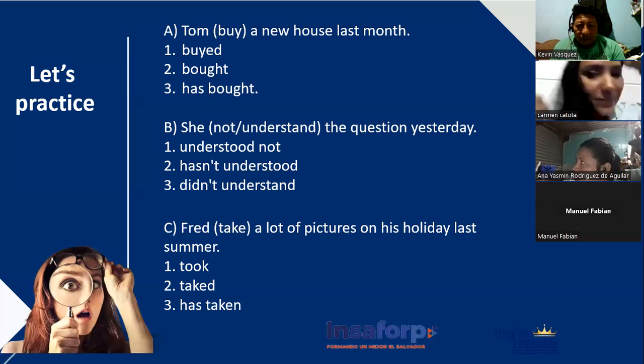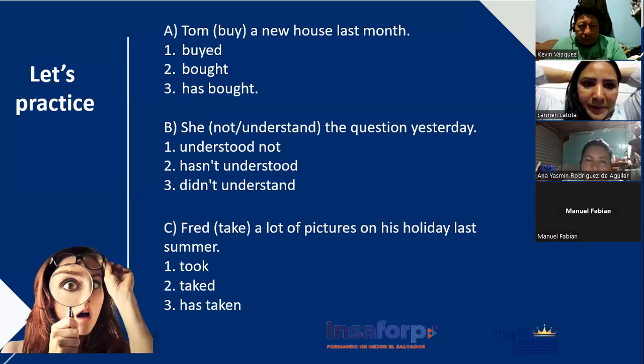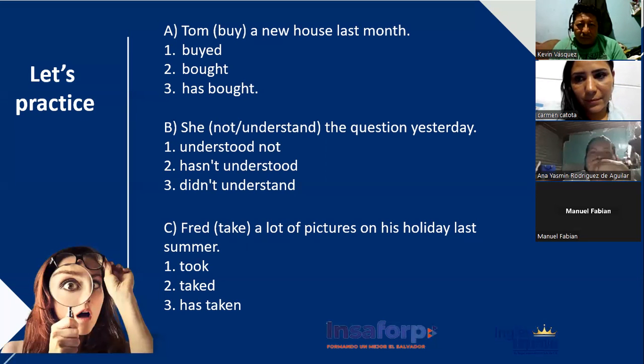2. 1. Okay, Kevin, say one. Who says number two? ¿Quién vota por el número 2? ¿Quién le va al 2? ¿Quién le va al 1? Me, teacher. Kevin says 1. And the right answer in the first one is 2. Bought. Ese es el pasado simple del verbo buy. Bought. Let's see the next one.